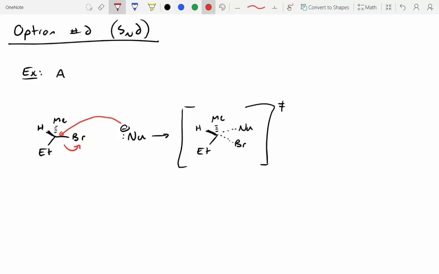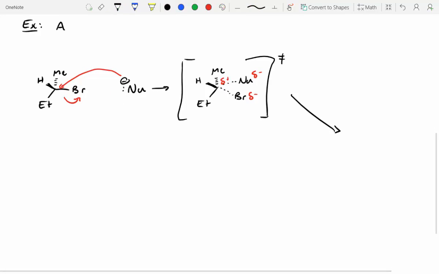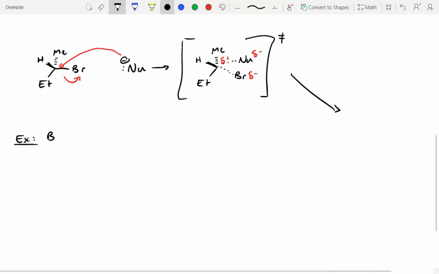In this case, our nucleophile is delta negative. Our bromine is halfway falling off, so that's negative. And our central carbon is partial positive. Let's compare this to our example B. And in example B, we're going to do the same reaction. However, this time we're going to do a backside attack.